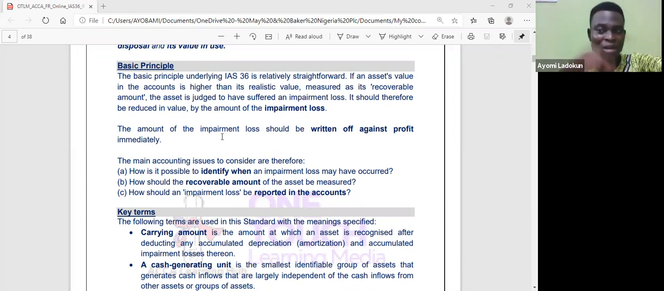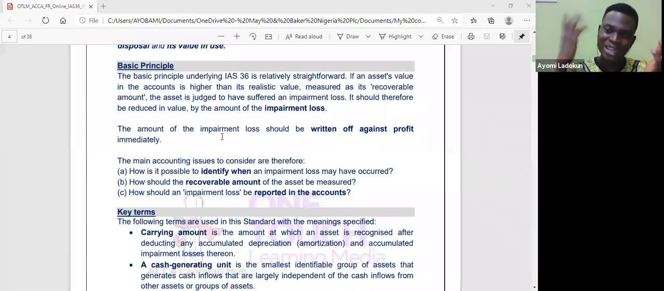Whereas impairment loss, what is impairment loss? Impairment loss is the amount by which the carrying amount of an asset exceeds its recoverable amount. So let me put some figures around that so that you understand. Let's say the carrying amount of an asset is 500,000. How do I get my 500,000? I would have removed accumulated depreciation and accumulated impairment losses. So I have my carrying amount, 500,000.